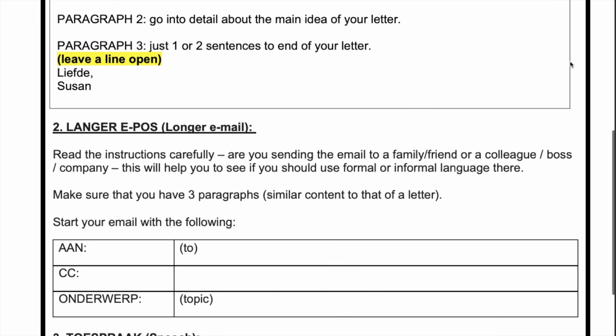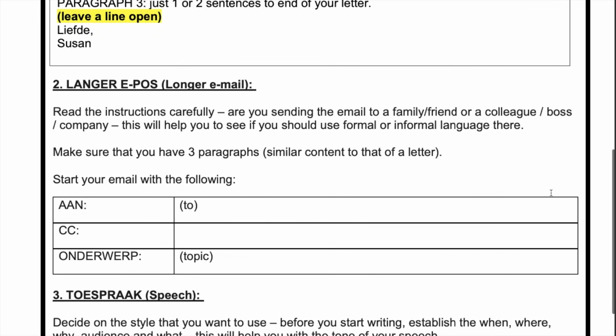Then a langer e-pos, which makes much more sense because we actually send emails. So read the instructions carefully. Are you sending the email to family or a friend or a colleague or boss or company? This will help you to see if you should use formal or informal language there. Obviously a friendly letter is informal because it's a friendly letter, but with an email, we don't get an informal email or formal email, so you just need to read the instruction. But just make sure that you have 3 paragraphs, similar content to that of a letter.